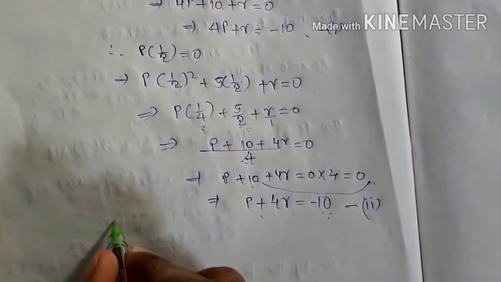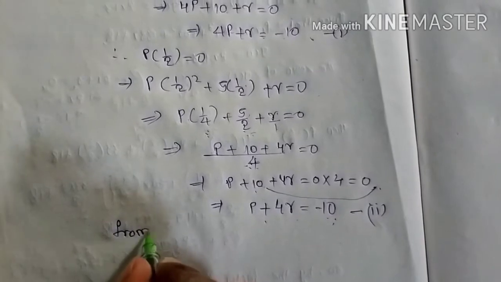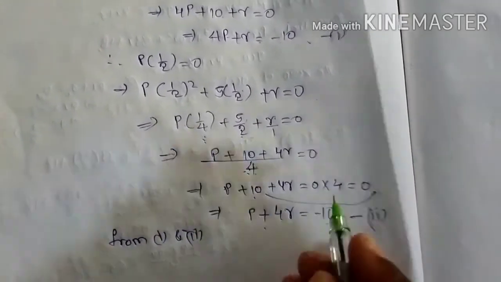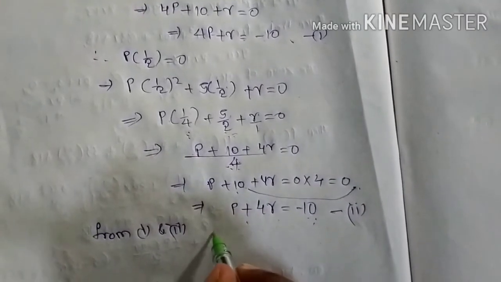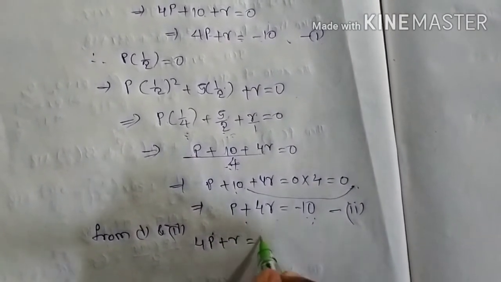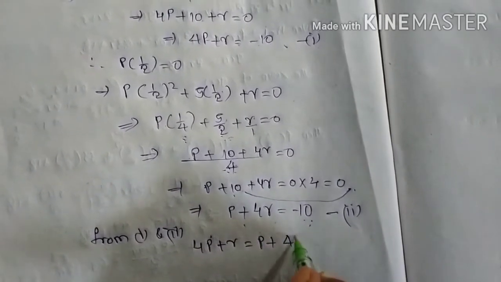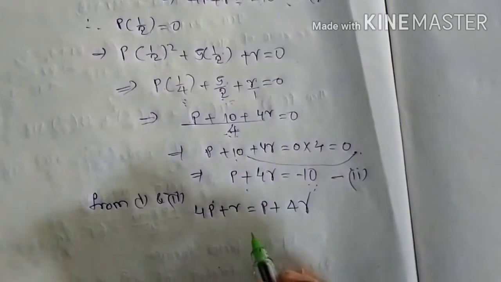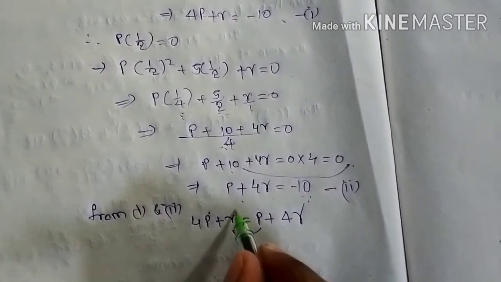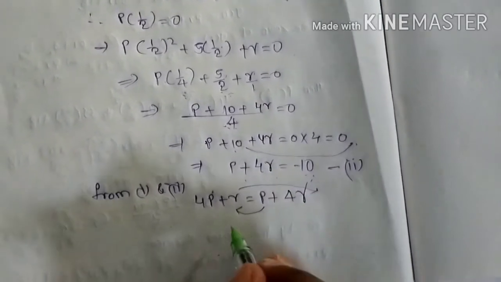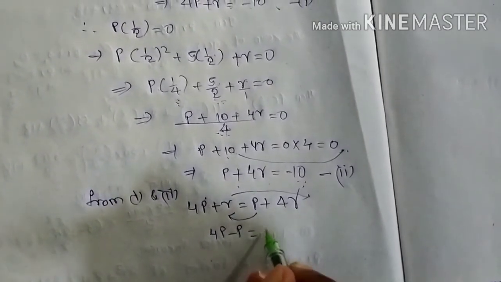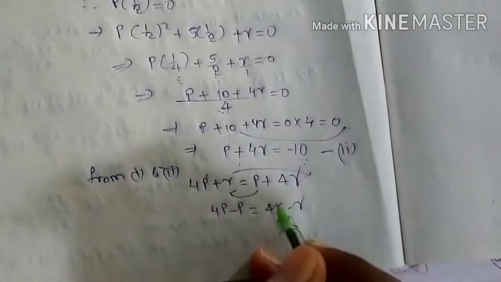See, I am writing here from 1 and 2, can I write here 4p plus r is equal to p plus 4r? Yes or no? Yes. Now you can see here you can transpose p to LHS, you can transpose r to RHS. That means can I write here 4p minus p is equal to 4r minus r? Can I write or not?